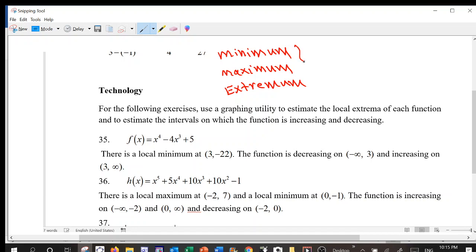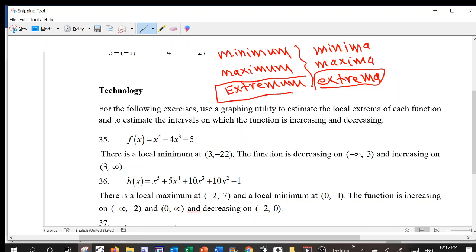Now these are all singular, and if you want to make a plural, you just say minima, and then maxima, and then extrema. So extrema is actually the plural of extremum, and extremum could mean min or max. It depends on the context.